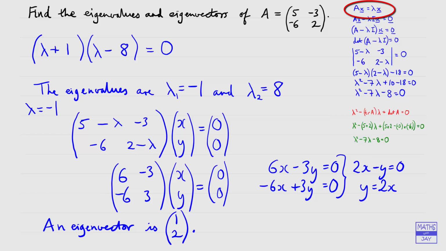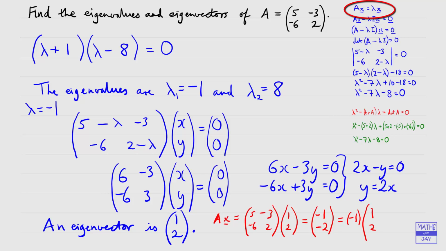So A multiplied by x, well, A is 5, minus 3, minus 6, 2. And our x that we found is 1, 2. So when we multiply this out, 5 times 1 is 5, minus 3 times 2 is minus 6, so that's going to be minus 1. And then minus 6 times 1 is minus 6, plus 2 times 2 is plus 4, so that's minus 2. So that is in fact equal to minus 1 times 1, 2. And that, remember, is our value of lambda multiplying the eigenvector that we've just found. So that's correct. Our check has shown that this eigenvector and the eigenvalue are correct.